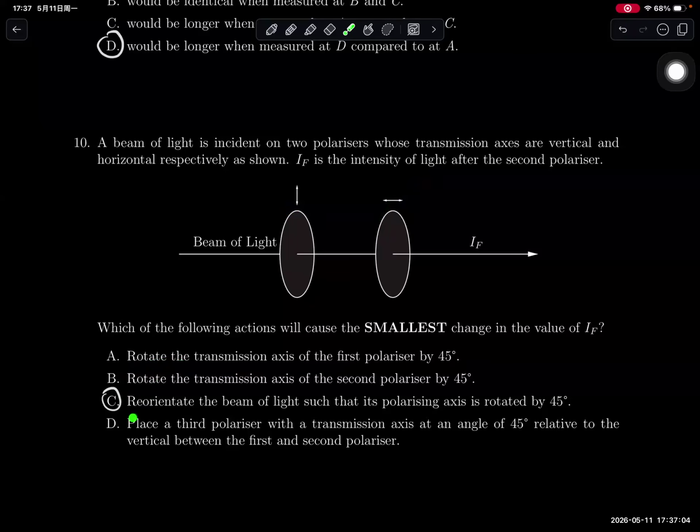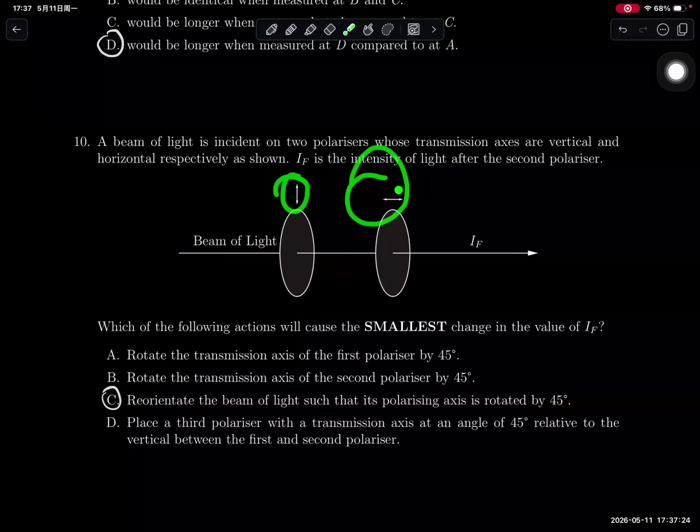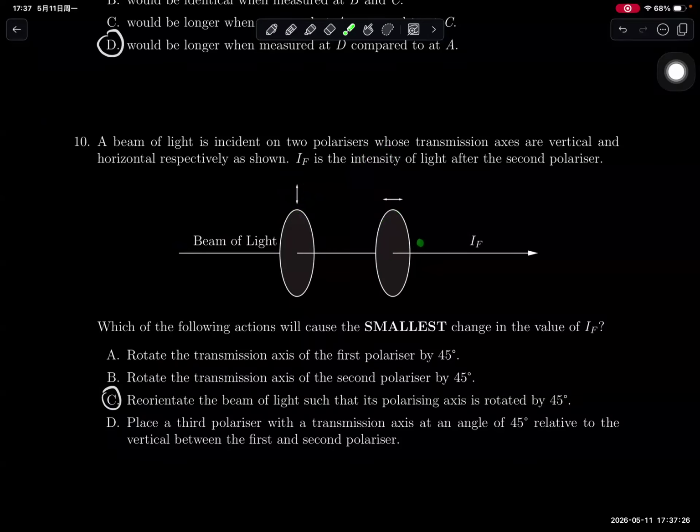If you look at selection C, which says to reorient the beam of light such that the polarizing axis is rotated by 45 degrees, that's just not rotating any of the axes themselves. It's just rotating the laser beam. But that doesn't change the fact that they are still perpendicular when it comes out, so you're still going to get 0 no matter how you rotate the beam of light. So it's C. C is the right answer.